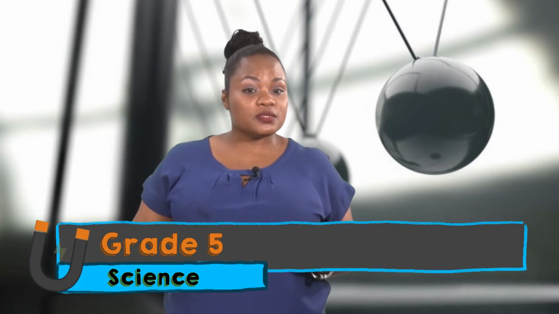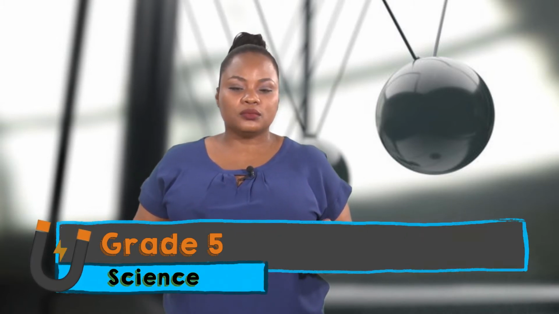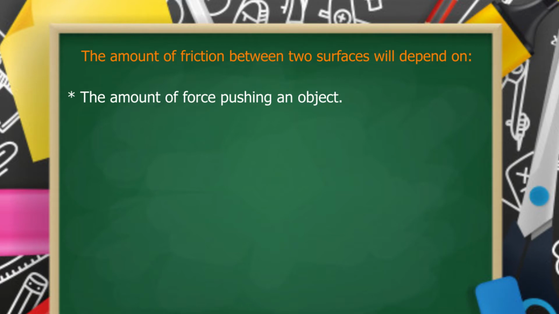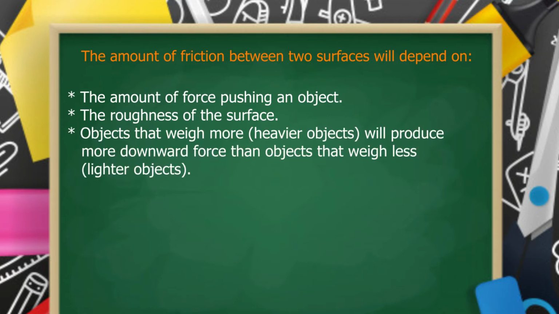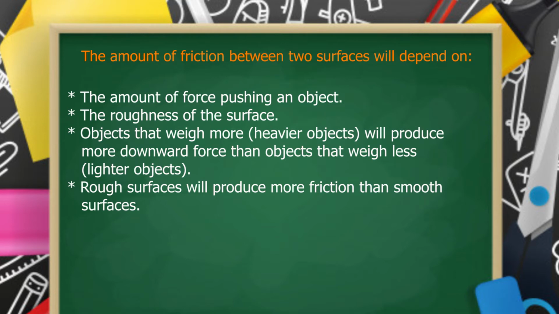Now, the amount of friction between two surfaces will depend on the amount of force pushing an object and the roughness of the surface. Objects that weigh more, which are heavier objects, will produce more downward force than objects that weigh less, so lighter objects. Rough surfaces will produce more friction than smooth surfaces. Smooth surfaces will have little friction.